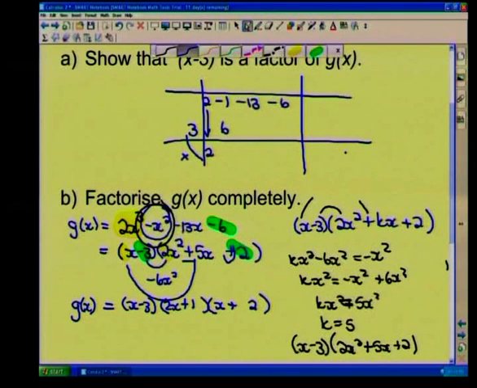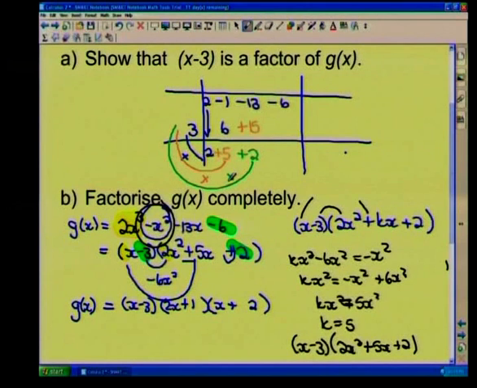And I then add them. So minus 1 plus 6 is plus 5. I then multiply here. 3 times plus 5 is plus 15. And again, I add. Minus 13 plus 15 gives me plus 2. I then multiply here, and I get 3 times 2 is 6. I add, I get 0. And the last one here is always the remainder. I knew that was going to happen because I'd shown that it was a factor already.